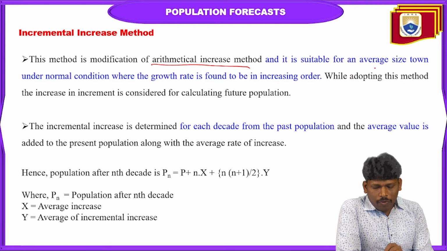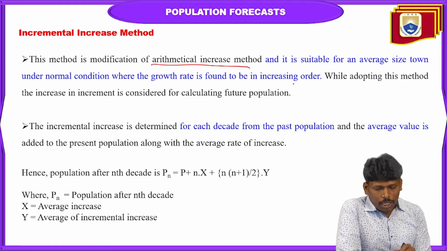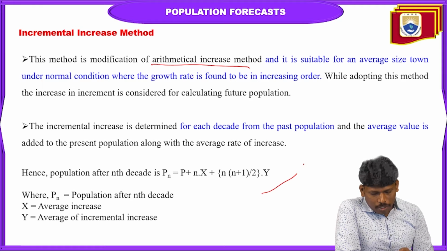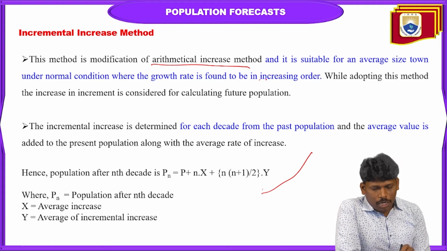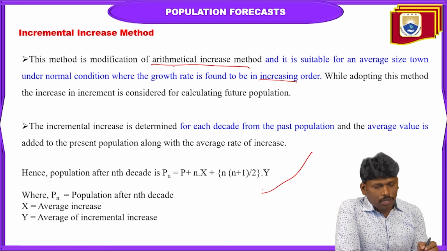It is suitable for an average size town under normal conditions where the growth rate is found to be increasing in order. If you select any city, the population growth rate of that particular city in normal conditions has to be increasing in order when you see the previous decades. In that case, you can use this method. These are small modifications from the arithmetical increase method that we'll see while solving the problem. What is the exact modification of the incremental method compared to the arithmetical increase method?